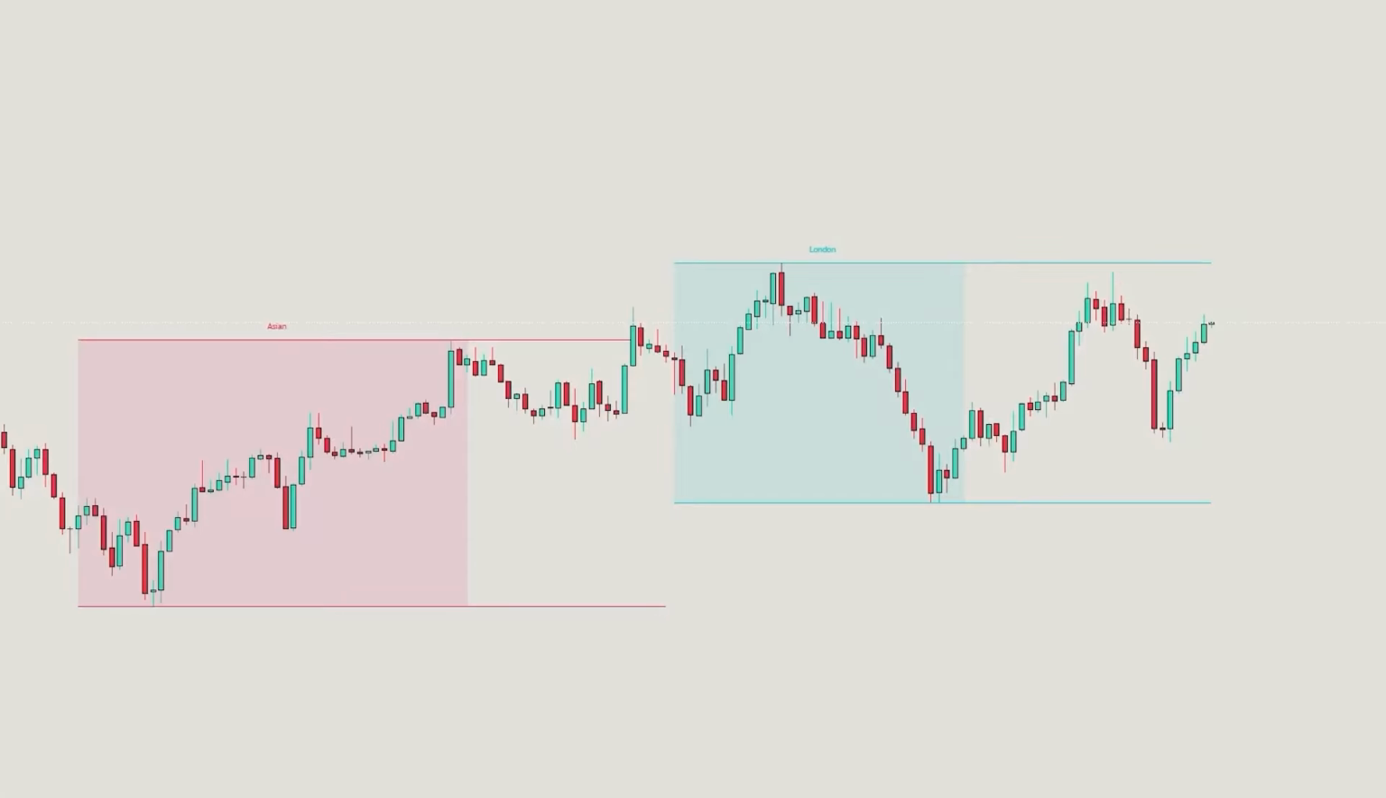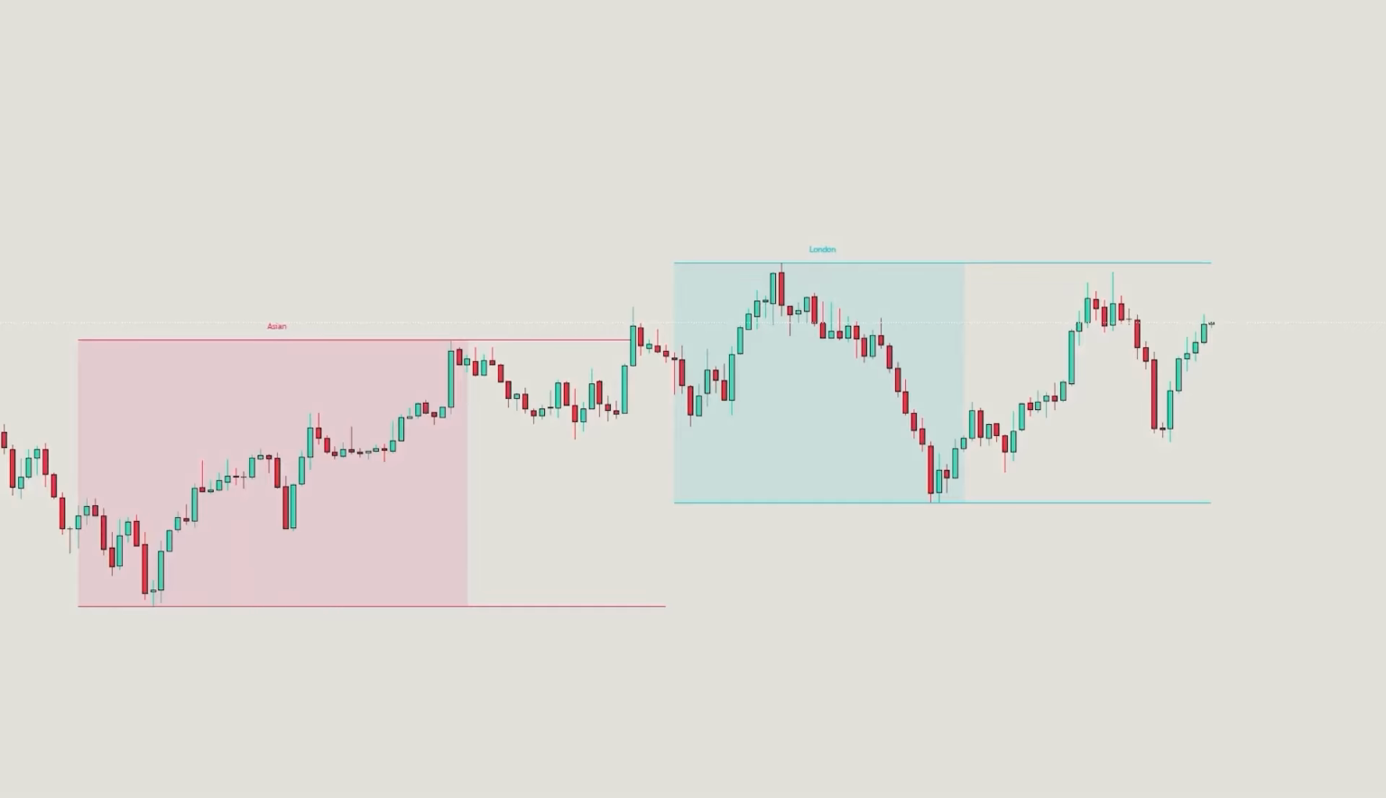Now let's walk the Venom model through in practice, step by step, so you're not just learning theory, but exactly what to watch on the chart and in what order. Step 1. Identify the liquidity that formed before the New York session begins.